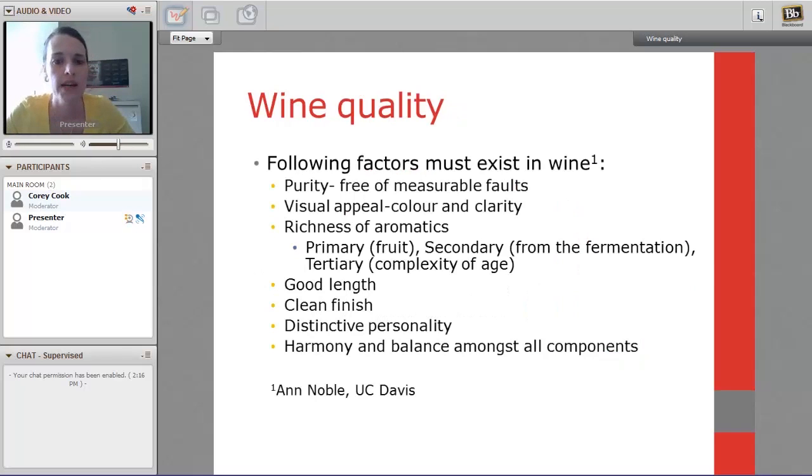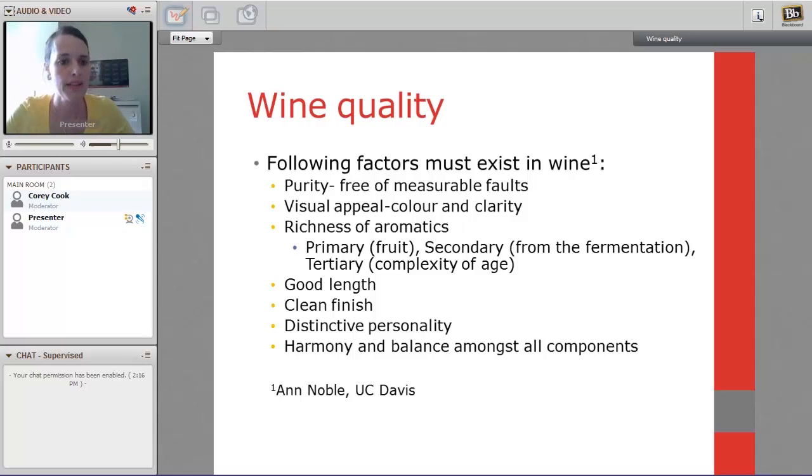So first of all, the definition of wine quality. This was put forth by Ann Noble at UC Davis. She proposes that the following factors must exist in a wine. First, it needs to be free of measurable faults. Visually, it needs to have good color and clarity, and often the color is the color that you expect the wine to be. We'll talk about more of that later on in this webinar.